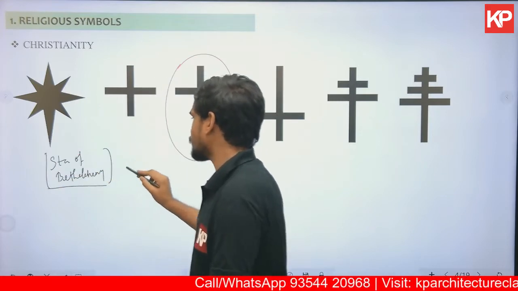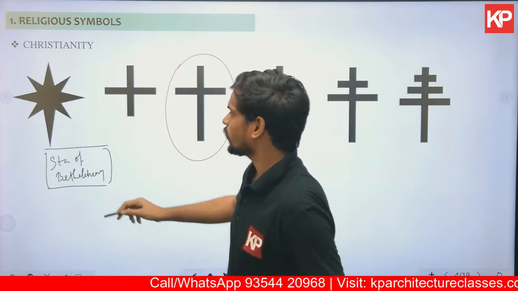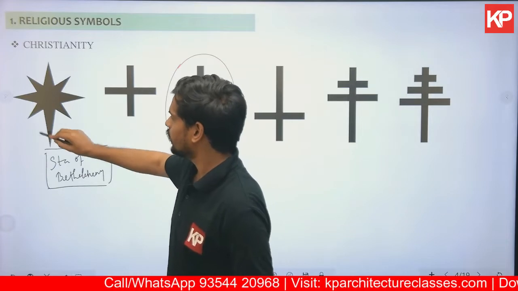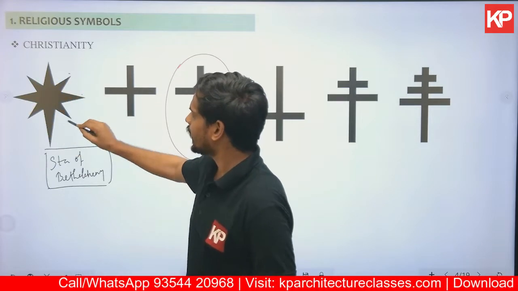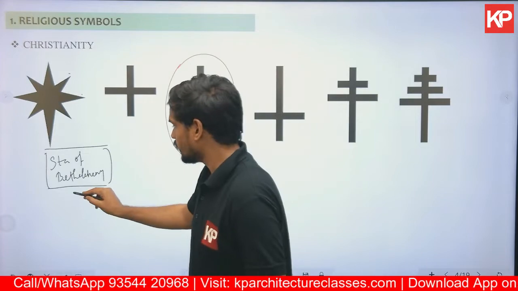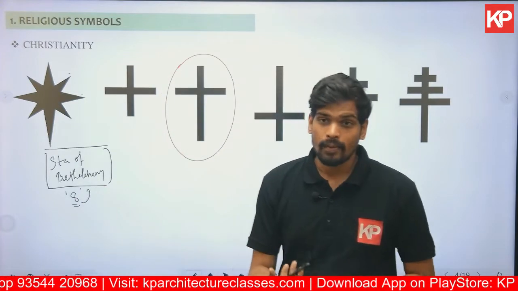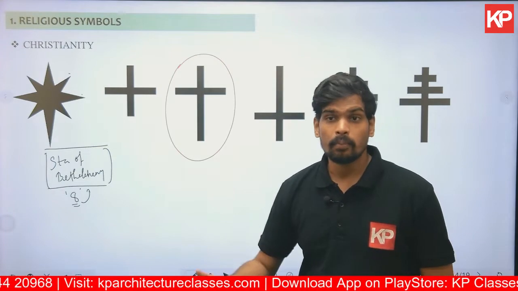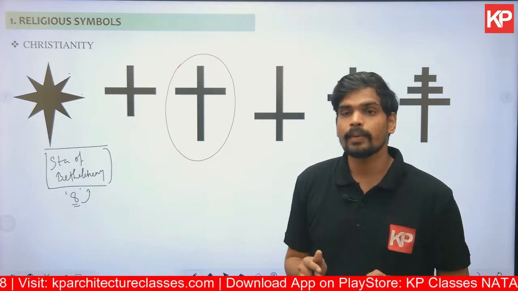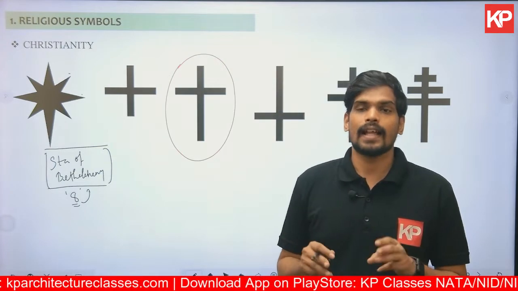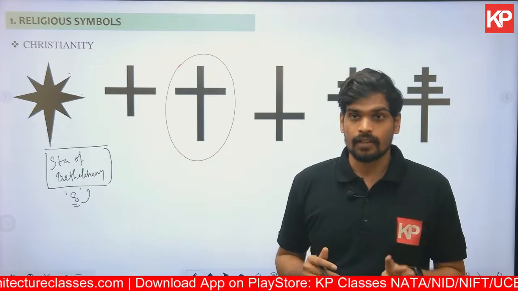Bethlehem is the place where Jesus Christ was born. So if you see, how many points does it have? 1, 2, 3, 4, 5, 6, 7, 8. So it is an 8-pointed star, because the number of points also is important. There are 6-pointed stars, 8-pointed and 9-pointed stars in religious symbols. So remember, the Star of Bethlehem is generally represented as an 8-pointed star.